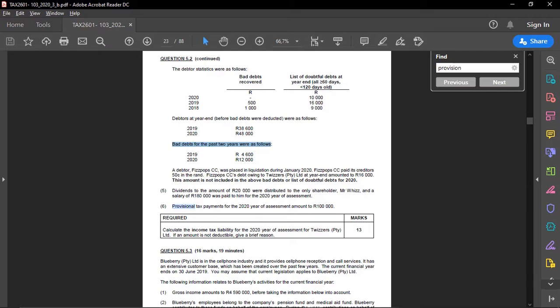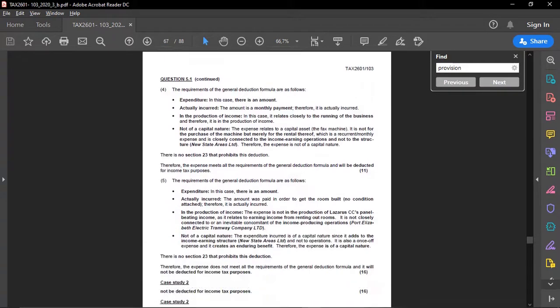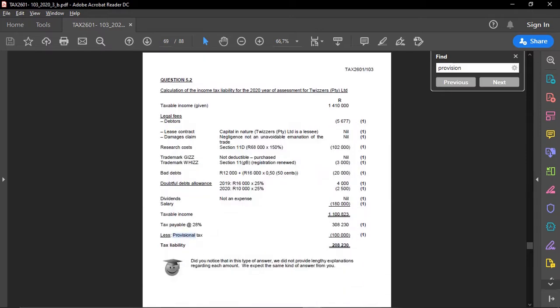They want the income tax. So 5.2. Let's try find this. Let's go 65. Okay, there are the solutions. Where's 5.2? Here's 5.2. All right, here you go. You can see it. There, doubtful debts allowance.